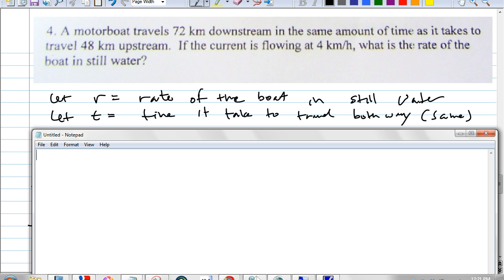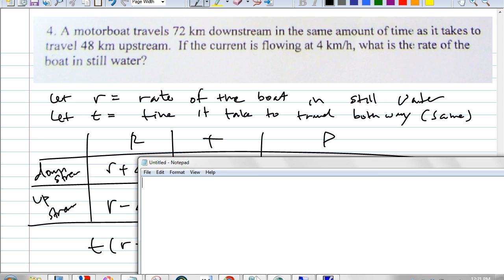Who could explain why the time is the same for both, going up and down? Yeah, Will? Because it says the same amount. Yeah, it says right here: downstream in the same amount of time as it takes to go upstream. Right, guys? So I could represent t for the time going downstream and t for the time going upstream. That's why the distance is different. You see what I mean?